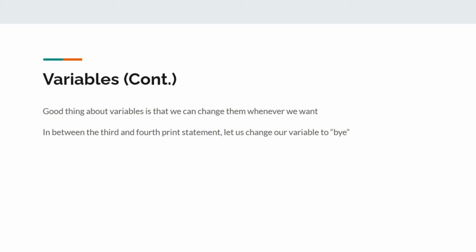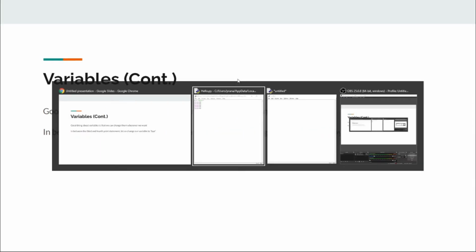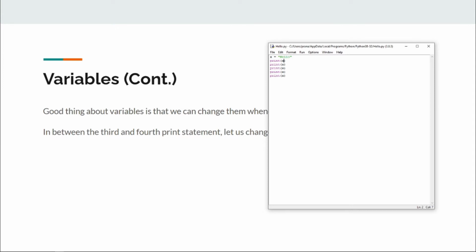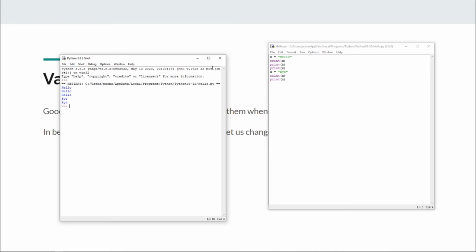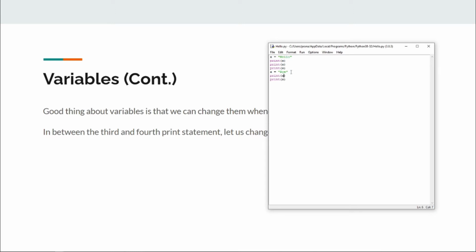A good thing about variables is that we can change them whenever we want. That's something very useful, and it's one of the reasons why we may want to use a variable in our program. So if we go to our program, and in between the third and fourth print statements, let us change our variable to bye instead. So if we do x is equal to bye, and if we run it, you'll see that the last two print statements say bye, because now instead of x being hello, x is now bye.